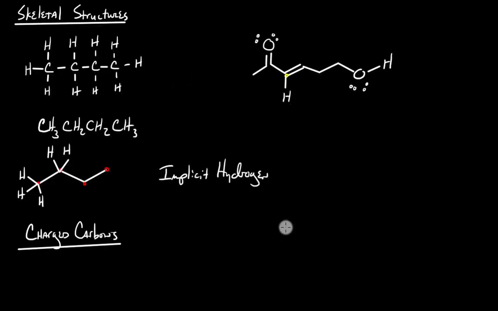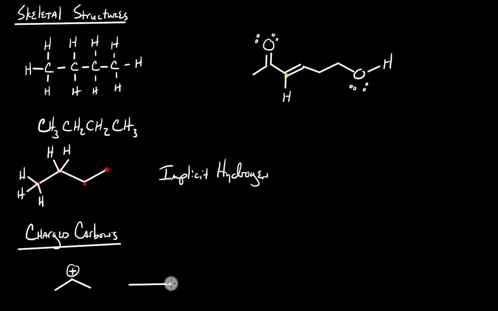The last thing to keep in mind whenever you're drawing skeletal structures is that for carbon, since we have this implicit hydrogen idea, we have certain rules for whenever carbon becomes charged. So let's say that we have a carbon with a positive charge, like so. If we have this carbon in the center, and let's just say it has a positive charge, what really is being said here is that in order to have this positive charge, we had to get rid of a hydrogen.